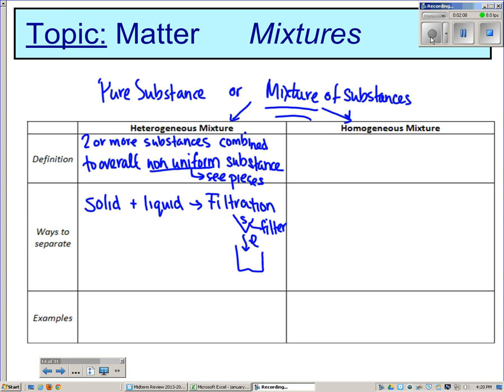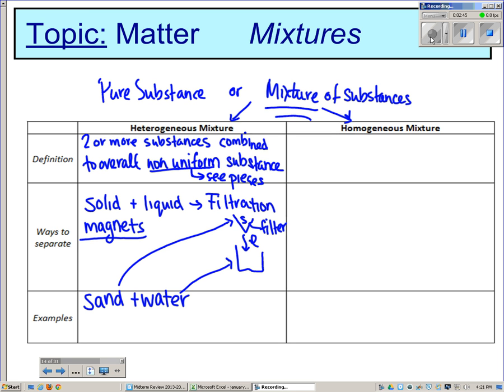So this would be our filter to separate out the solid. We can also separate with magnets. Magnetism is a physical property. So if you have one substance that's magnetic, we could separate it based on that property. Some examples of heterogeneous mixtures would be things like sand and water, where the sand would get trapped in the filter paper and the water would go through that filter paper.